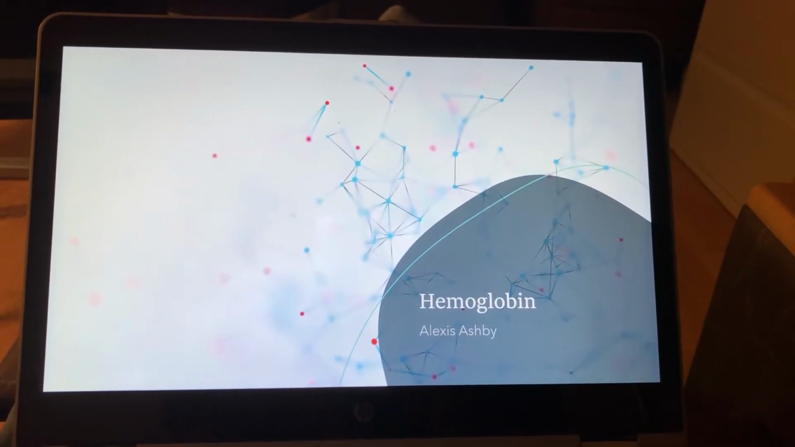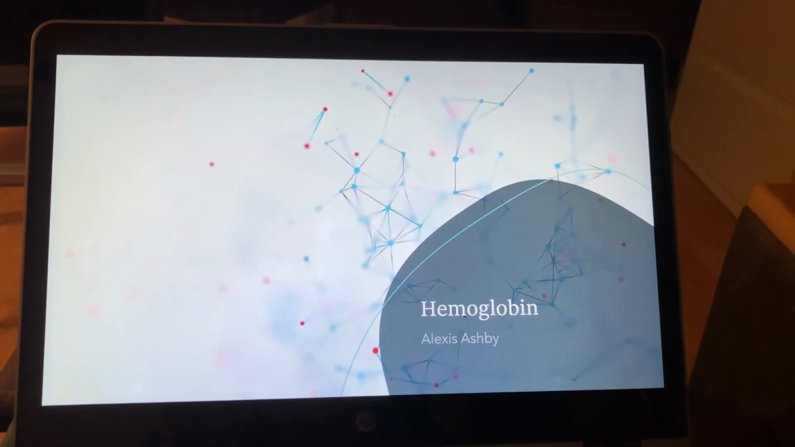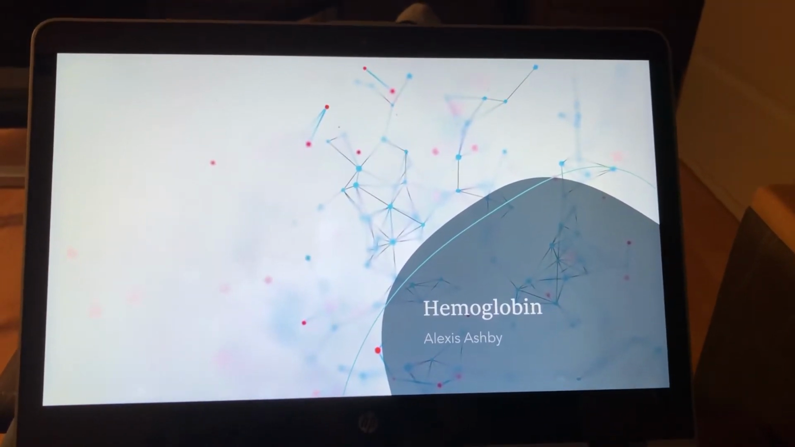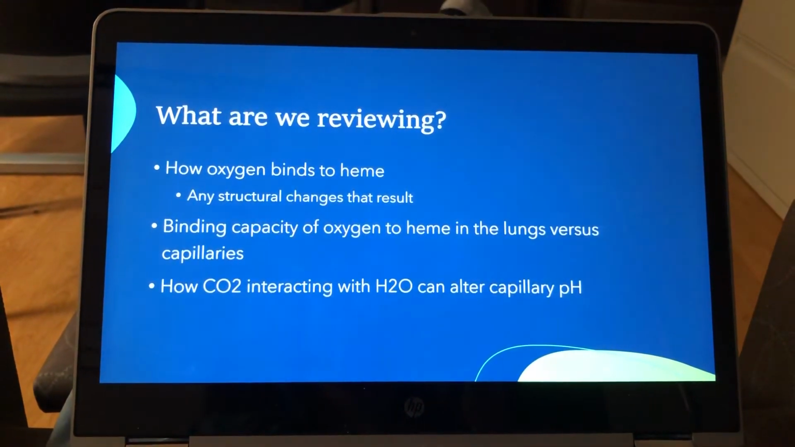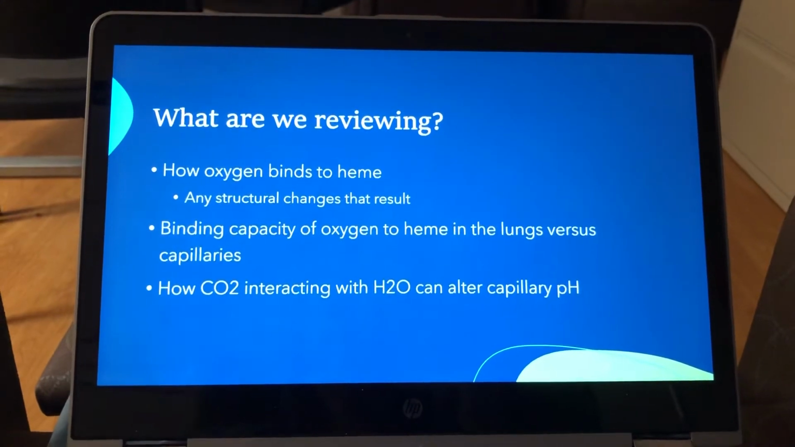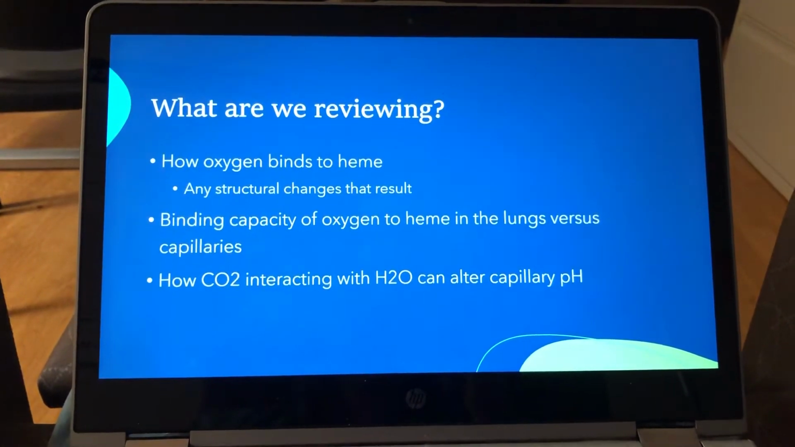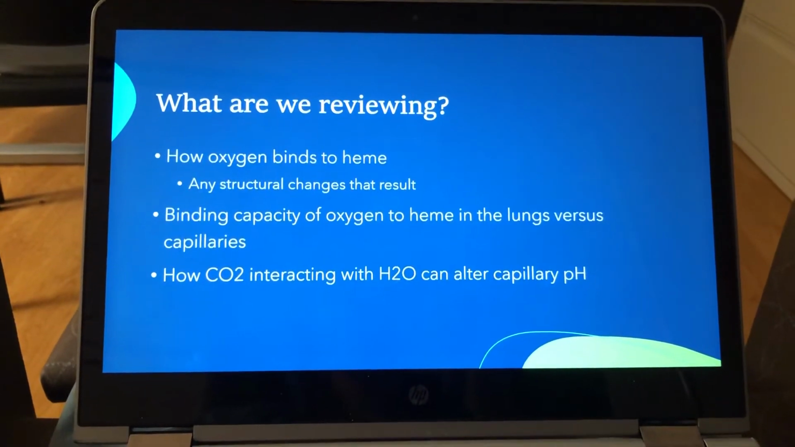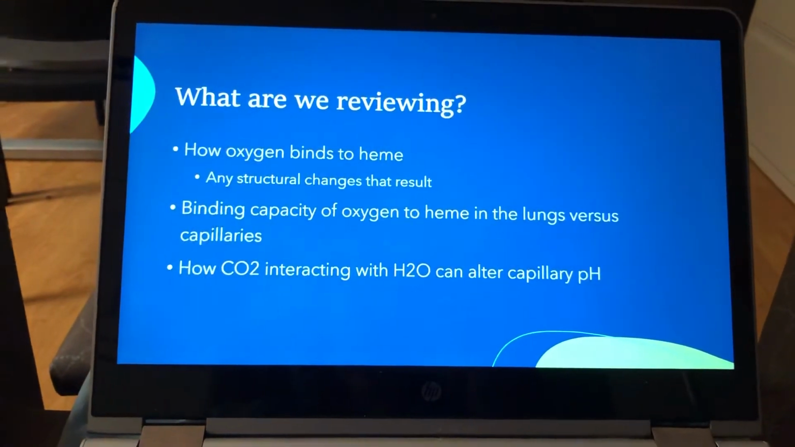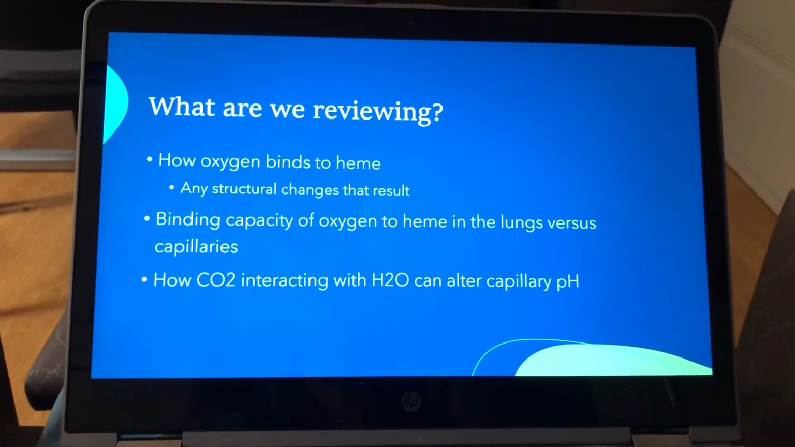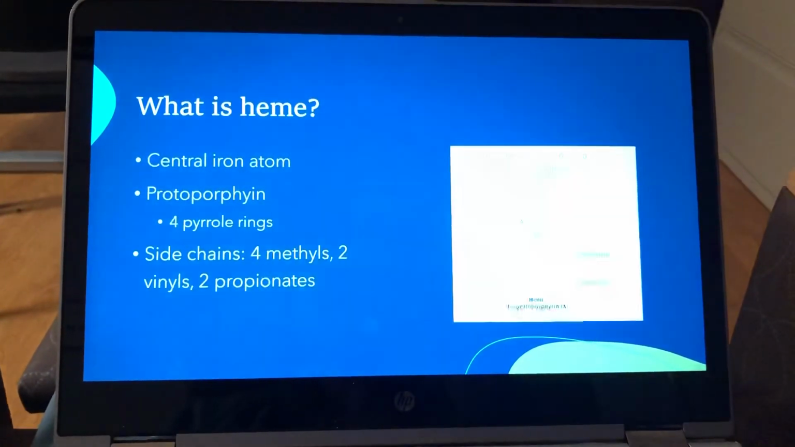Hey guys, so today we're going to be discussing the basic concepts of hemoglobin and how oxygen is involved in this process. So just to review what exactly we're going to be going over, we're going to be talking about how oxygen binds to the heme and any of the structural changes that result as an effect. We're going to discuss the binding capacity of oxygen in the lungs versus the capillaries, and then we're going to round it off with how carbon dioxide interacting with water can alter the capillary pH.